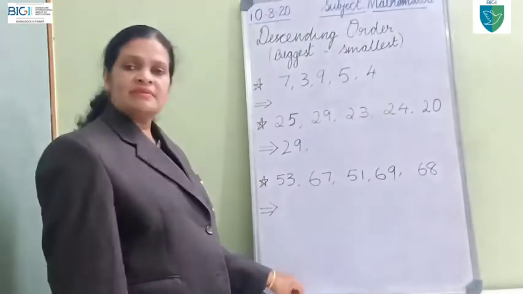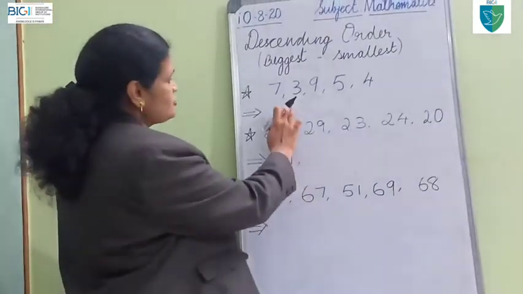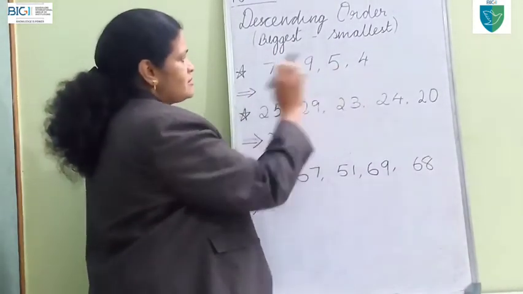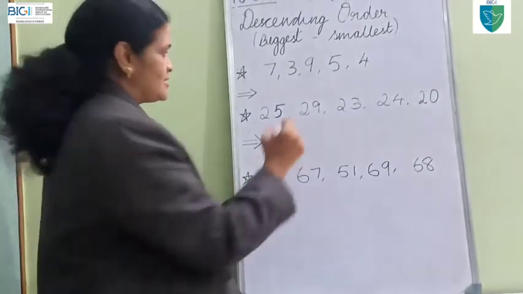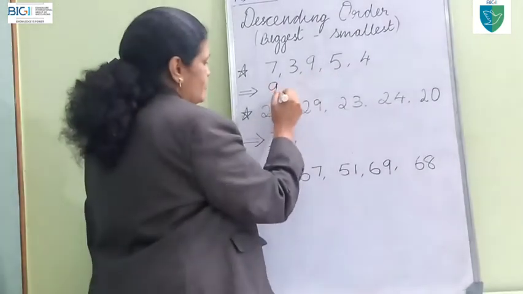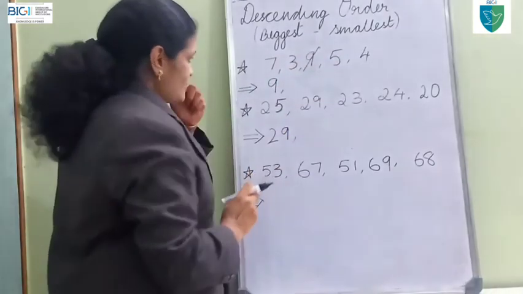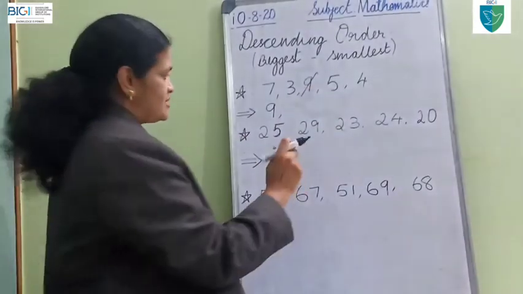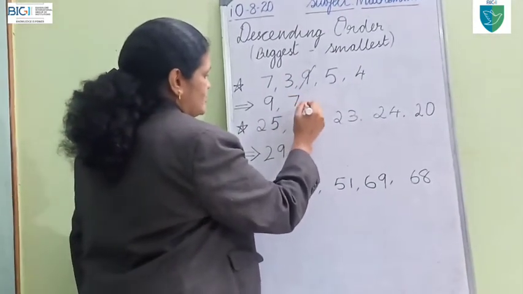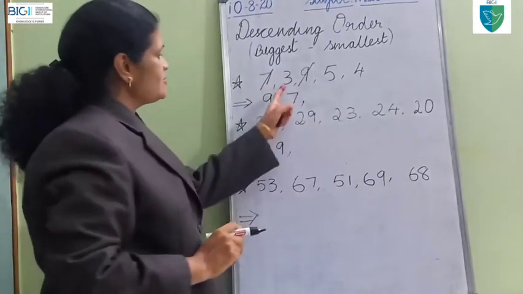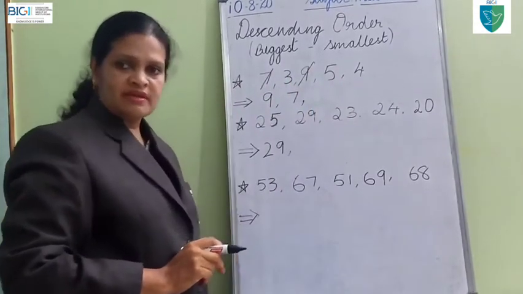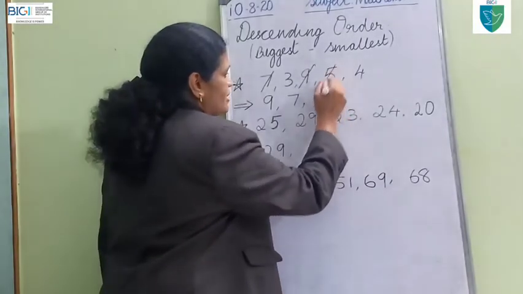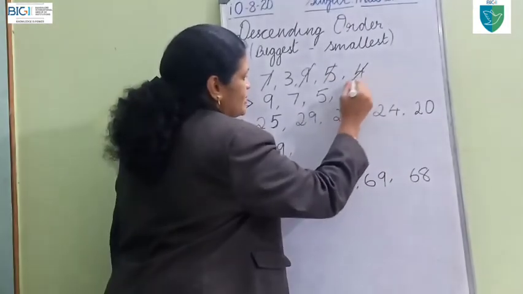Here are some examples of how to arrange the numbers in descending order. In this set of numbers, which is the biggest number? It is number 9. So, after number 9, which is the biggest number among these 4? It is number 7. So let's write number 7. There are 3 more numbers left. Now in these 3, which is the biggest? Number 5. After 5, it's 4 and then 3.